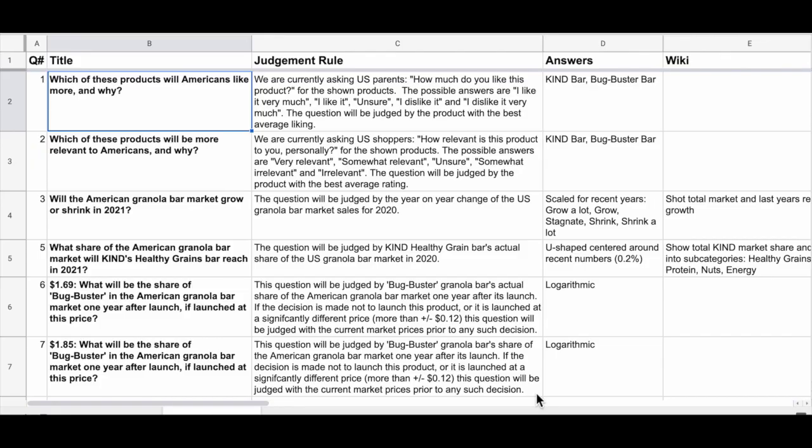When I design a prediction market, I typically like to scribble it first in a spreadsheet so I can see all the questions in context, the rules which I want to apply, the answer options which I want to offer to participants, and a little bit the text which I would like to see in the wiki.